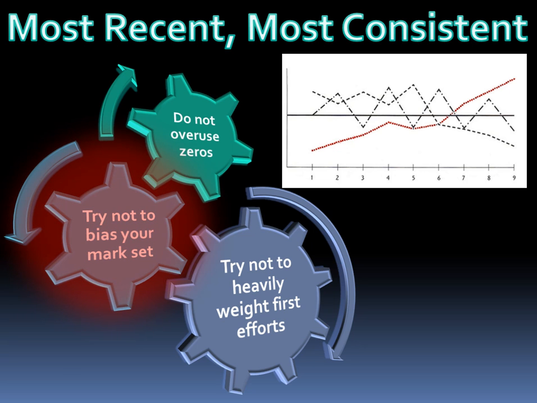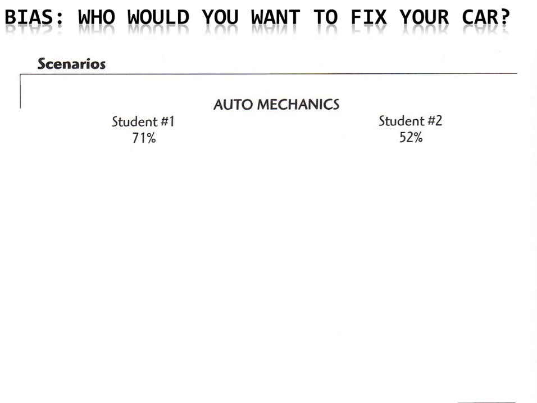Finally, bias is extremely easy to introduce inadvertently into a mark set. In the next example, you are asked, who would you like to fix your car? You have 2 students to choose from and there are marks at midterm. Most teachers enthusiastically choose student 1.